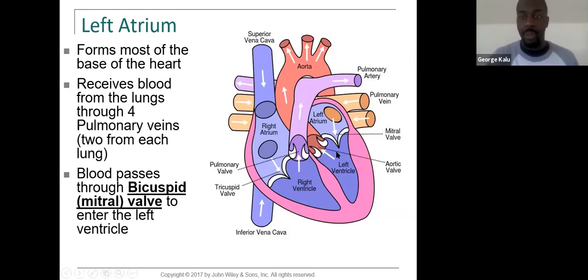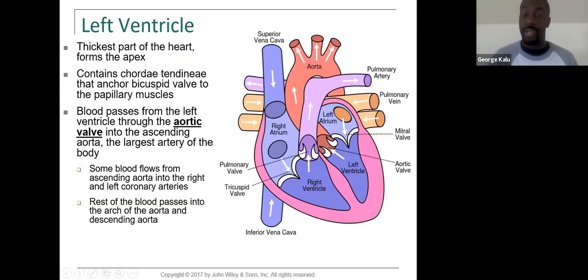Okay. Now that we're in the left ventricle, it is going to be the thickest part of the heart, and that's going to form the apex. And again, it's going to have the chordae tendineae, which are going to anchor the bicuspid valve to the papillary muscles. And so when the left ventricle contracts, it's going to be pumping blood from the left ventricle through the aortic valve, and then into the ascending aorta, which is the largest blood vessel, or the largest artery inside the body.